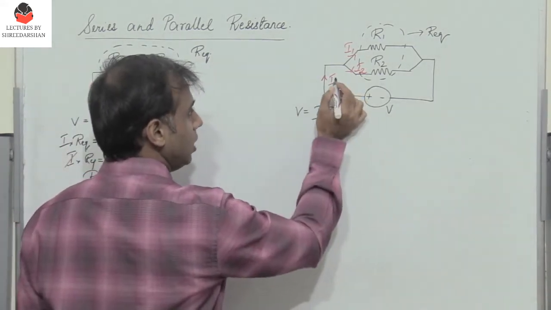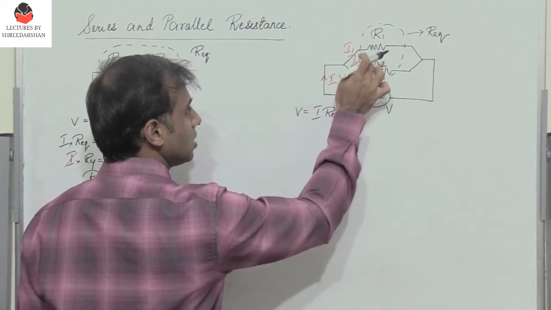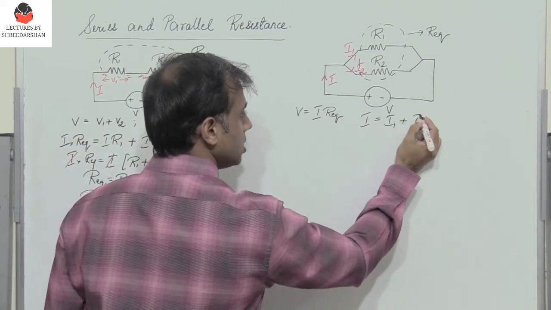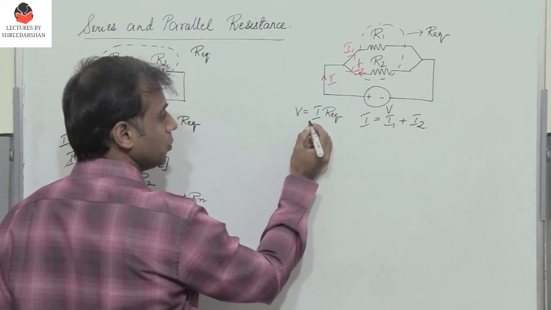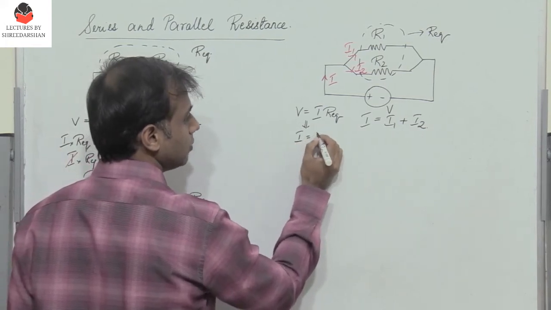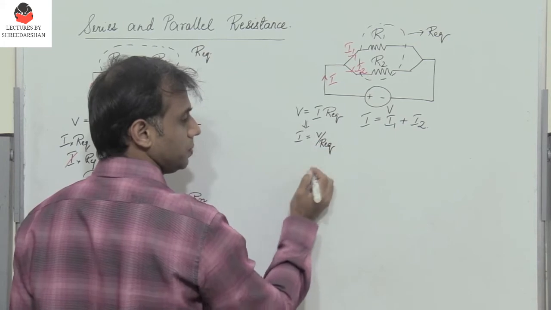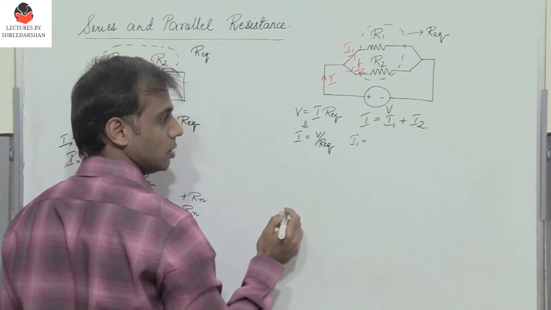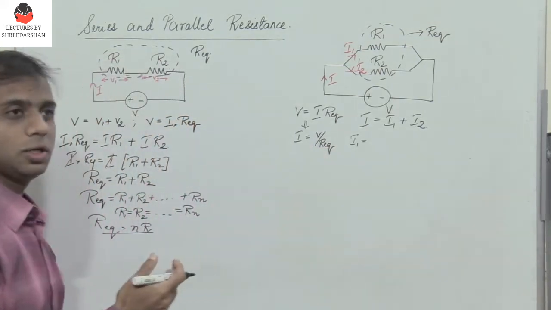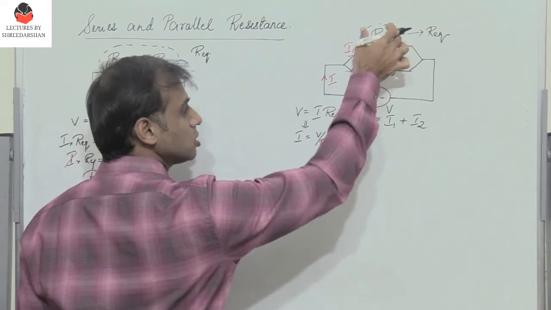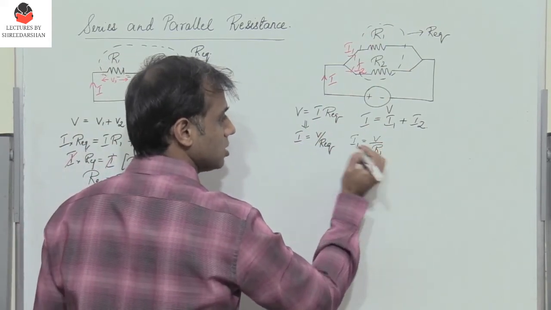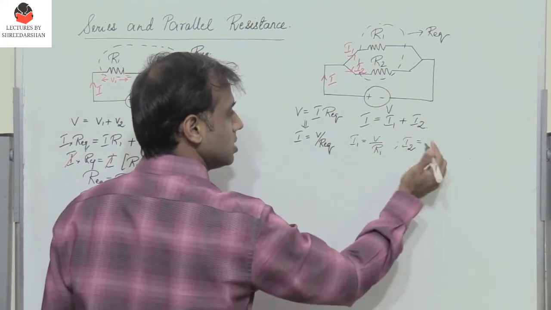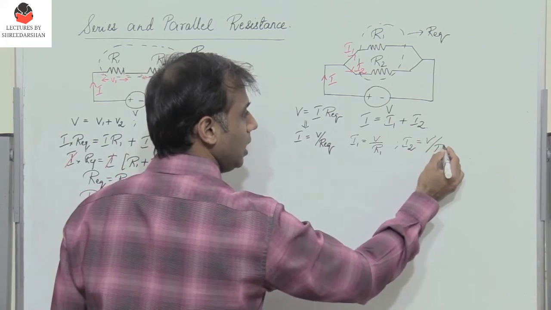I need to find Req. And from this figure, I know that the current I gets divided as I1 plus I2. So I is equal to I1 plus I2. From this expression, what is I? I is V by R equivalent. And what is I1? Now we know that V equals I1 into R1, so the current is voltage divided by resistance. The voltage across R1 is V, so I1 is V divided by R1. Similarly, the current I2 is the voltage V across R2 divided by R2.